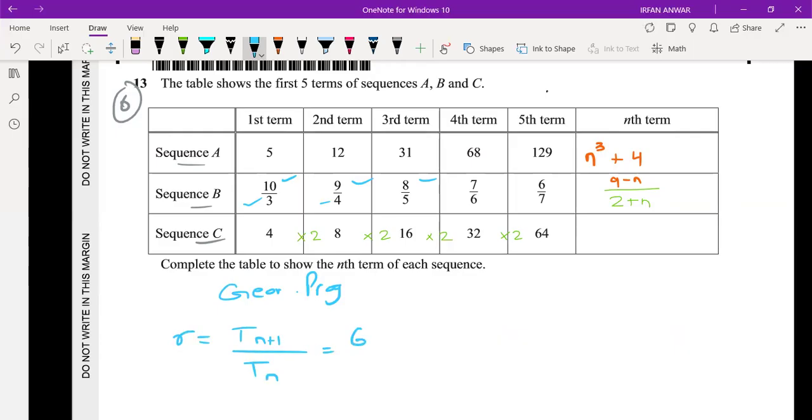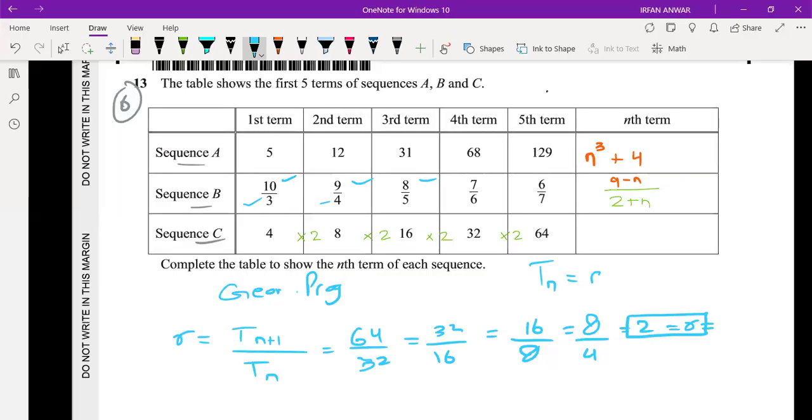So we can see 64 upon 32 is same as 32 upon 16, is same as 16 upon 8, is same as 8 upon 4, which is nothing but simply 2. So r is equal to 2. Now, in a geometric progression, the term n is denoted by a times r, the common ratio, raised to the power n minus 1. So a in our case is 4, and r is 2, and here we have n minus 1 for term n.